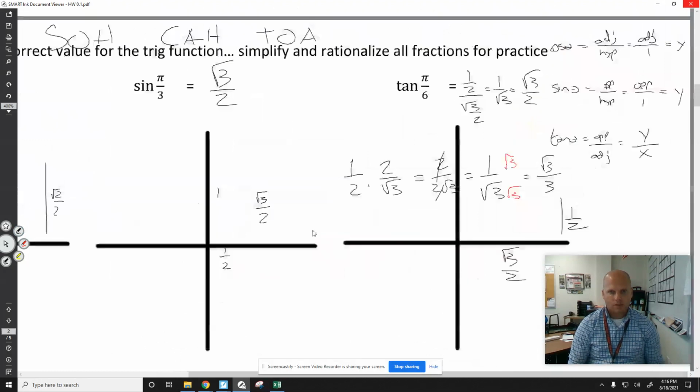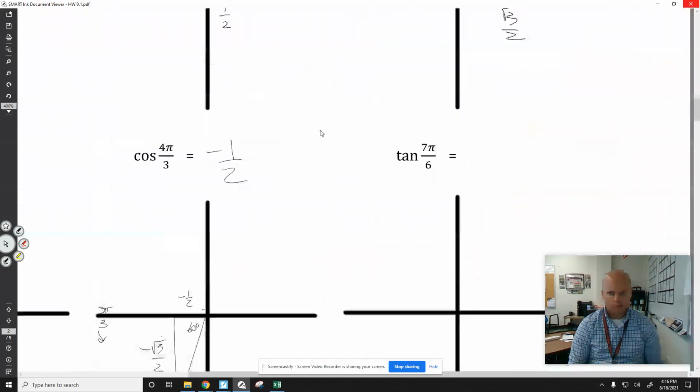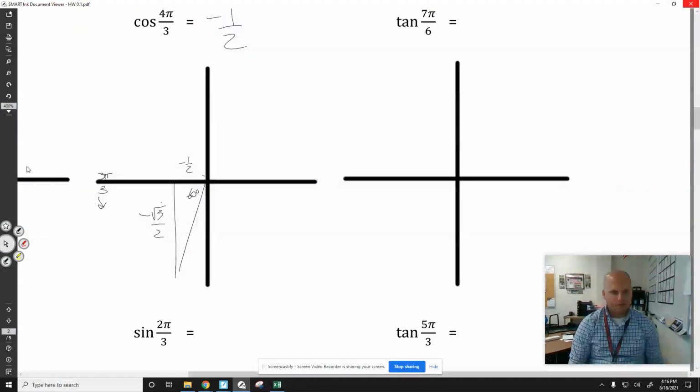And then pi over, yeah, root 3 over 2 right there. Okay. 7 pi over 6. Go to 6 pi over 6. Add a pi over 6. This is how we do it. Why do I know that it's adding this way? It's because counterclockwise is adding, clockwise is subtracting.